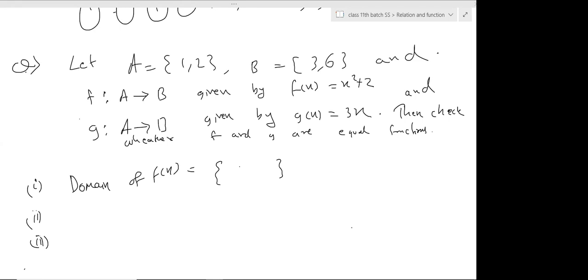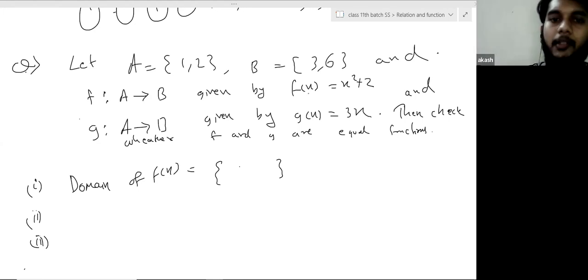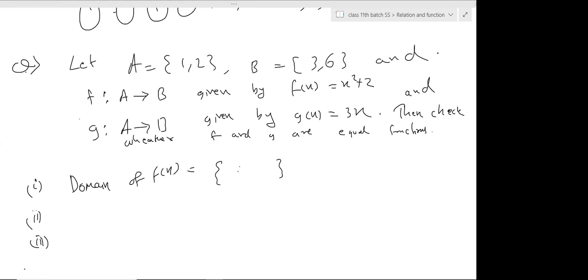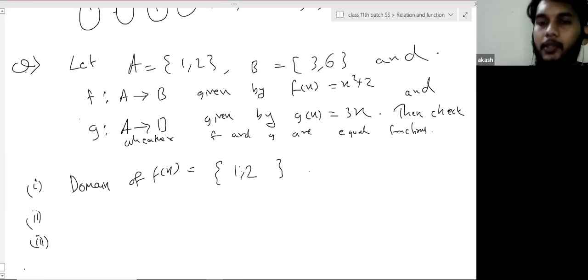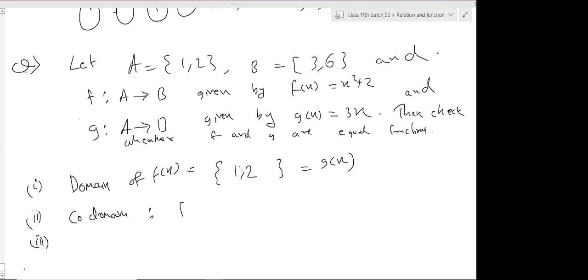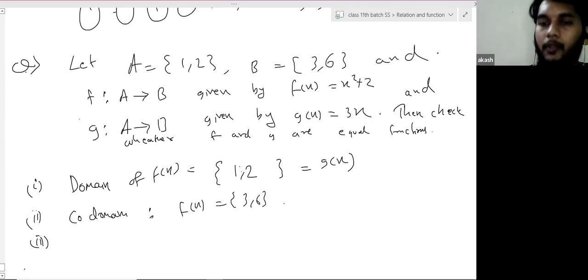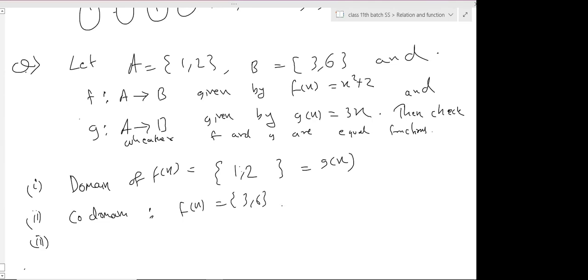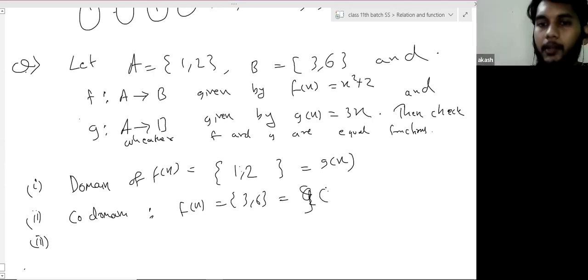Yes, sir. So how to check what is the domain of f of x? Sir, 1 and 2. And is it equal to the domain of g of x? Yes, sir. Now the codomain of f of x? 3 and 6. And is it equal to the codomain of g of x? Yes, sir. So two conditions are equal.